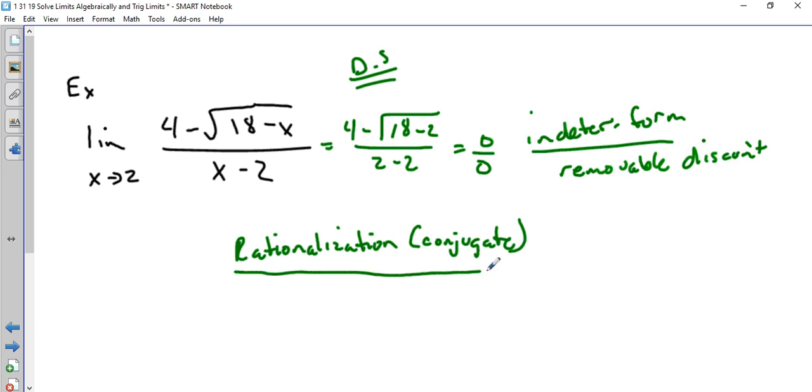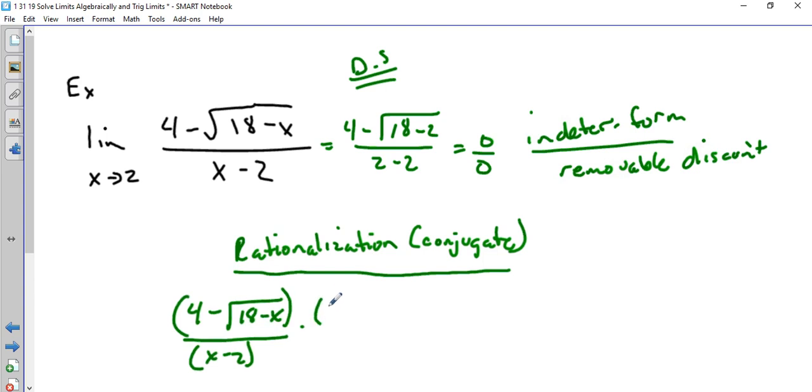So let's try this out. If we take this, we're going to have 4 minus the square root of 18 minus x, over x minus 2. And group these together. I'm only using the conjugate of the square root. So I want to get rid of the square root, so I'm going to use the conjugate here. That's the thing that's bothering me. And this will cancel out. That's what's also going to happen. We have this. We only change the sign when you do conjugates. It's only the sign that is between the two terms.